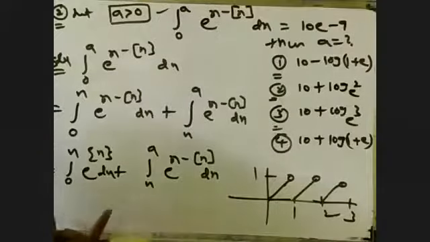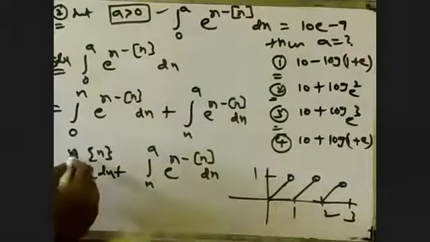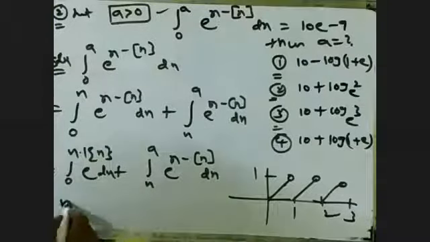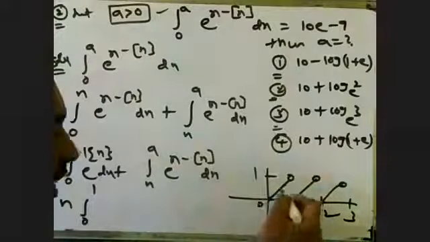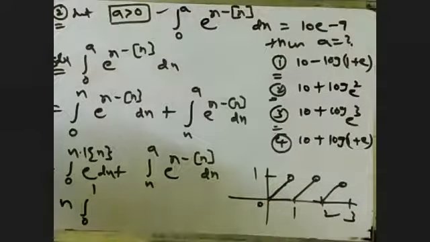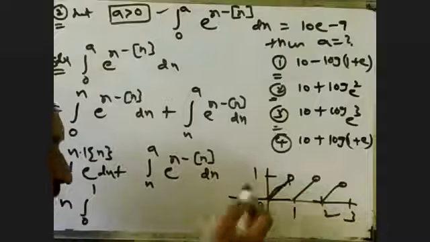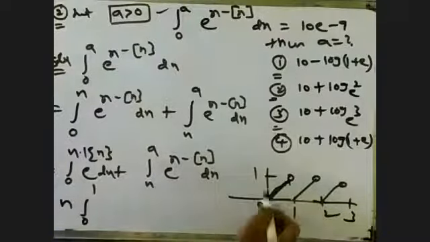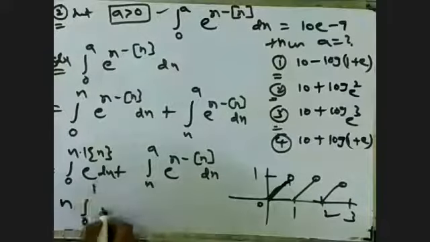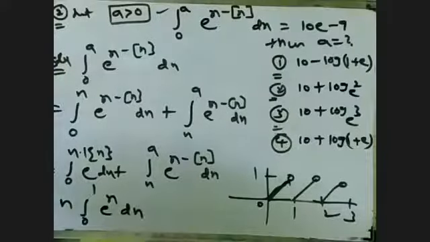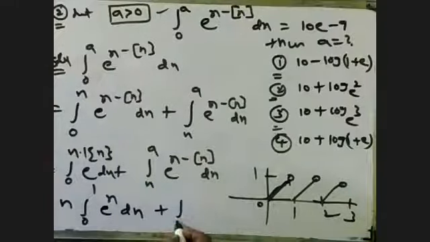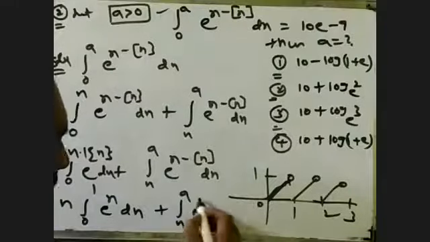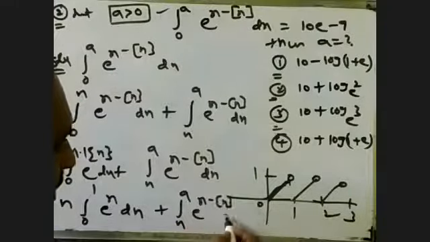So we have a property of definite integration. I can write n into integration 0 to 1. If you take 0 to 1, it is always the fractional part of x, which is the straight line y equals x. Therefore, from 0 to 1 this is the line y equals x, so the fractional part of x is nothing but x, and we get e power x dx, plus integration of n to a e power x minus floor x dx.